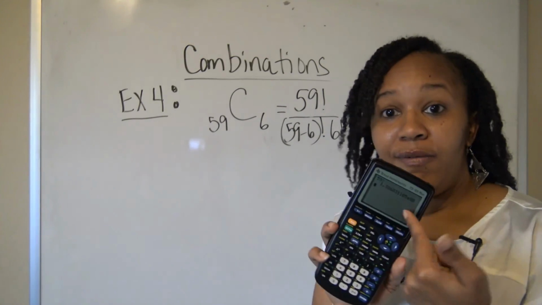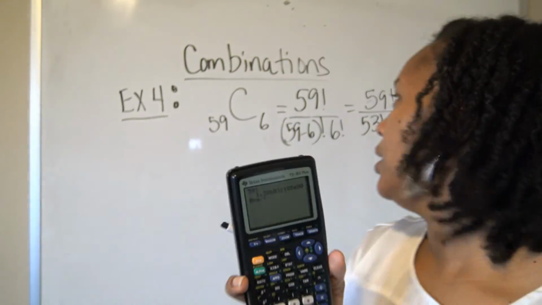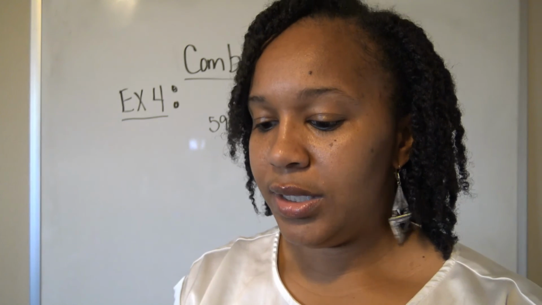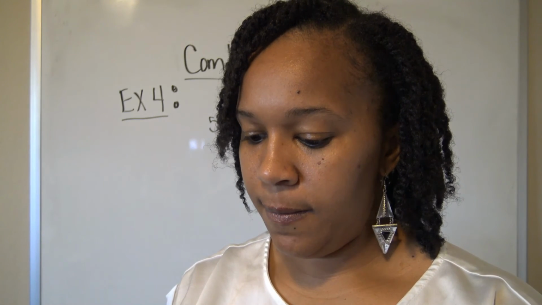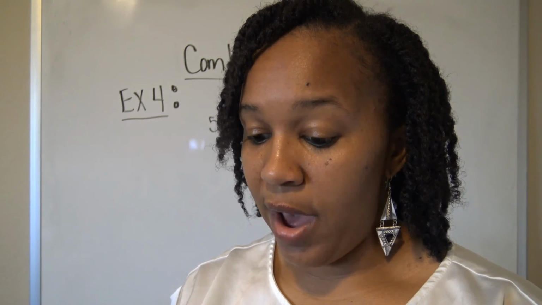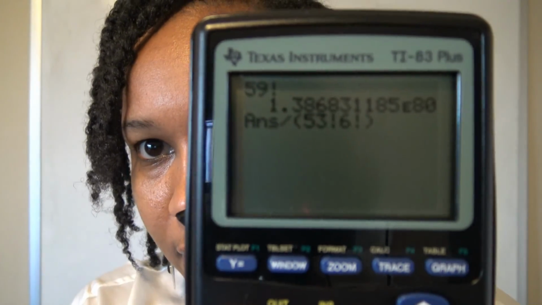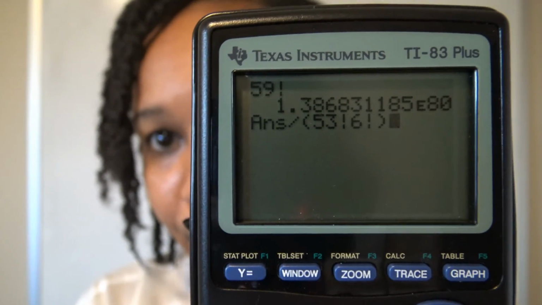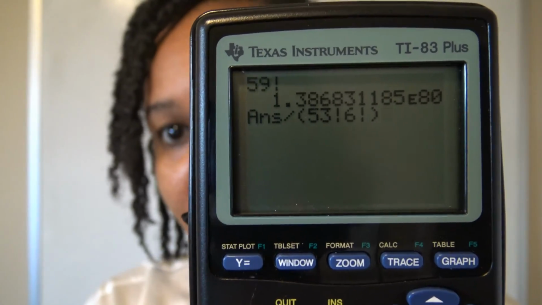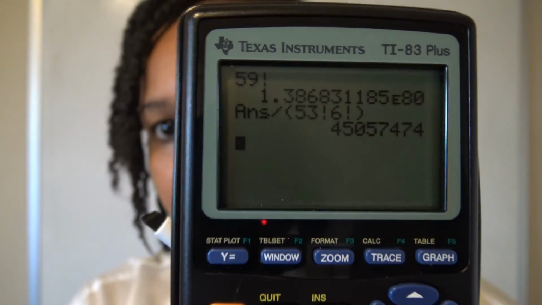Okay, so I'm going to do 59 factorial. I'm going to keep it in, and then I'm going to divide it. And then in parentheses, I'm going to put 53 factorial times 6 factorial. So let me show y'all what that looked like. You have to put the 53 factorial and 6 factorial in parentheses. So this is how I entered it. I did my answer, which was the 1.386 times 10 to the 80th, divided by parentheses 53 factorial 6 factorial. And now I'm going to hit enter. And this is what I get, this large number right here. So I'm going to write this down.